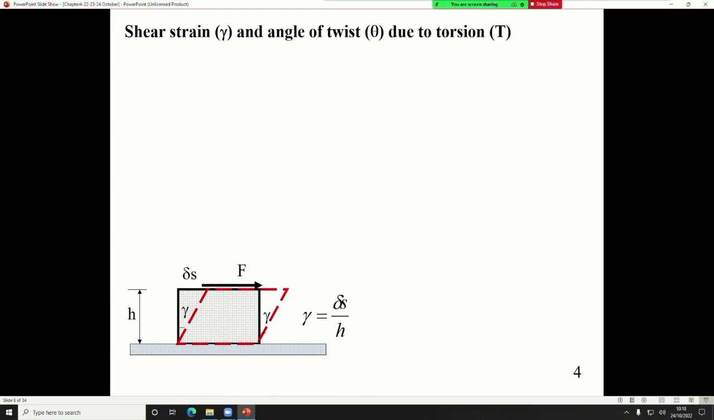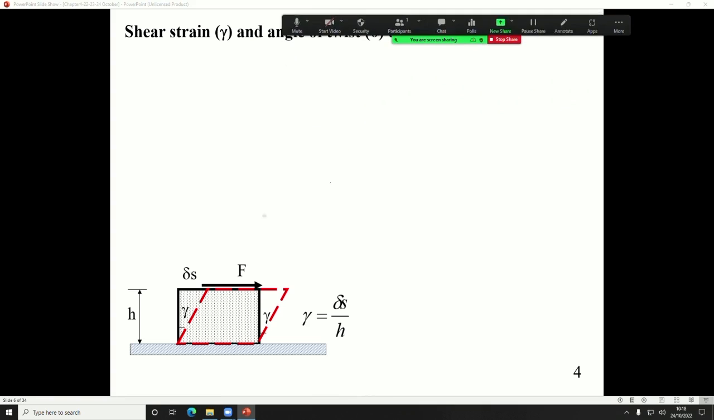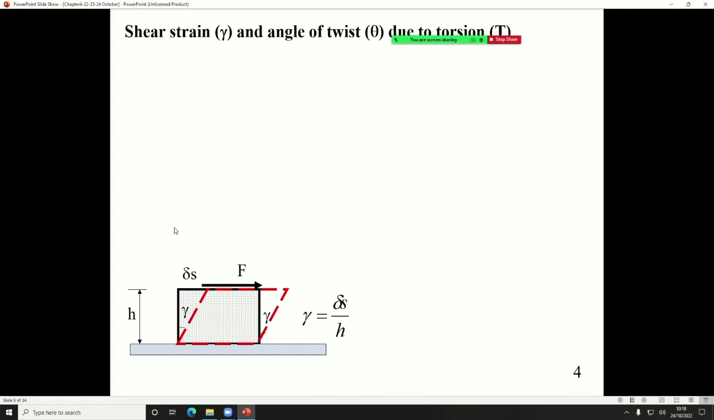Now, this is something I've borrowed from chapter one. If I've got a block which is fixed at the bottom and is subject to a shear force at the top, then the top surface will be displaced a bit, which we're calling shearing displacement. So delta in this figure is a shear displacement. And we define the shear strain as the top surface displacement, or shear displacement delta, divided by the height of the block. So gamma is equal to delta over H. That was the definition of a shear strain in chapter one.